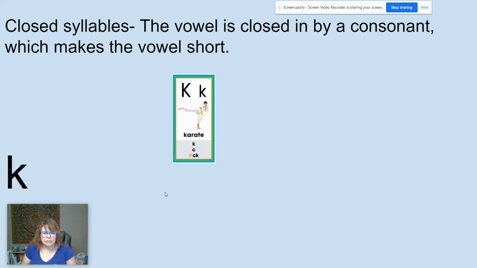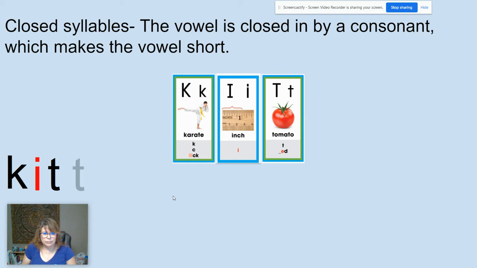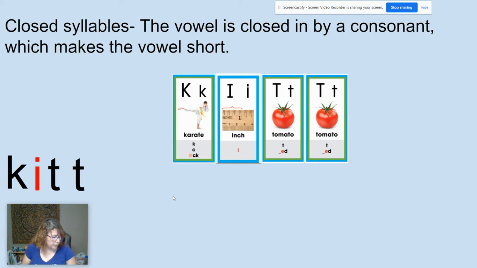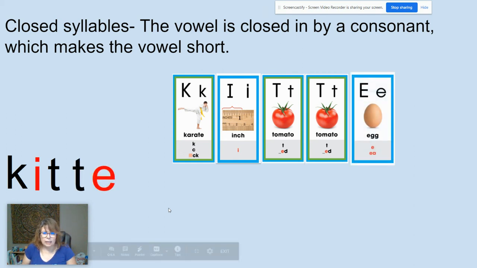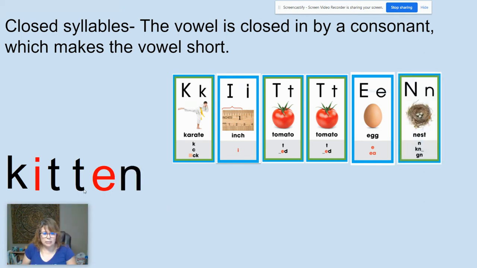The next word is kitten. Now we have the k, like in karate, i, like an inch, t, like in tomato, t, like in tomato, e, like an egg, n, like a nest. Again, we have two alike consonants, so we already know we have the pattern vowel, consonant, consonant, vowel. We separate between the two consonants.